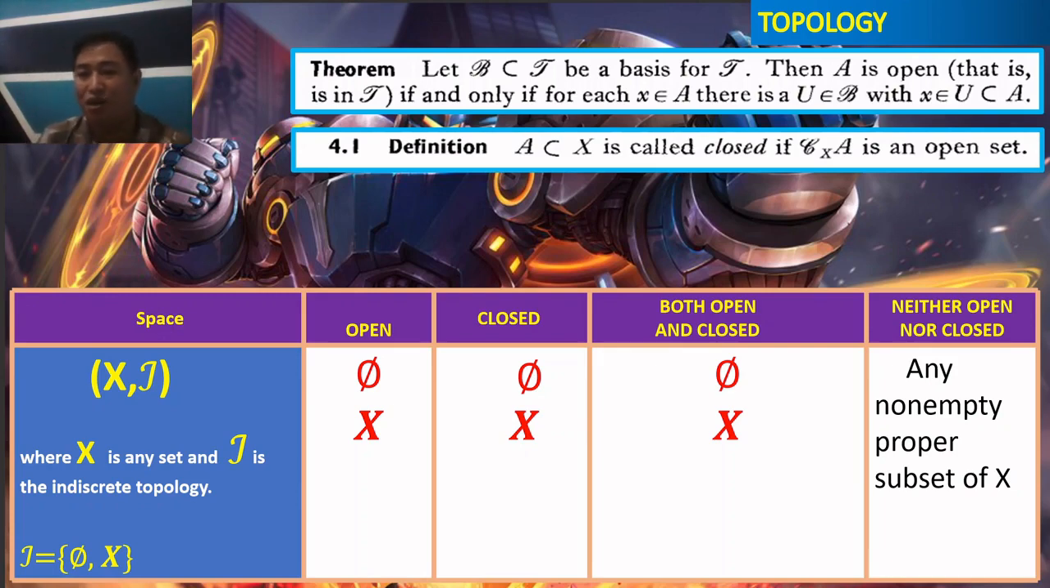And for the neither open nor closed sets, that is any non-empty proper subset of X. For example, our set X is the set containing 1, 2, 3. So the set containing 1, 2 is a proper subset of X, and it is non-empty too. So the set {1, 2}, contained in X, is neither open nor closed. That's just an example.